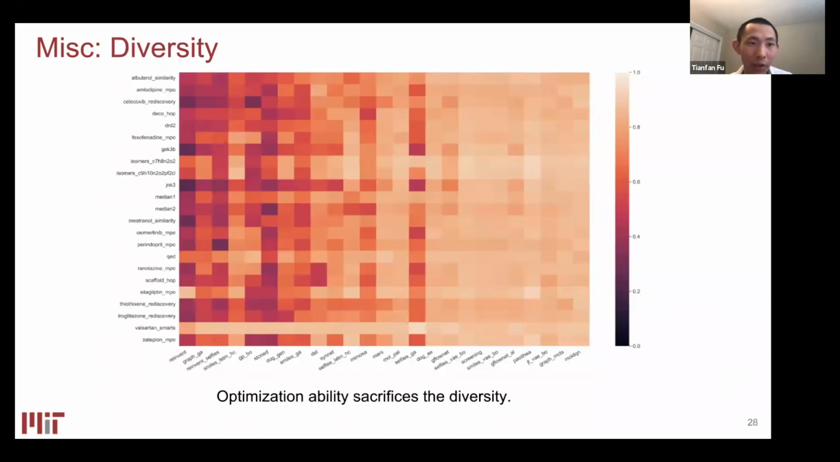We also monitor the diversity scores. We find a general trend that the methods with strong optimization ability usually suffer from poor diversity scores. So we guess maybe the optimization ability sacrifices the diversity score. In real molecule design, we need to make a trade-off between optimization ability and the diversity score.